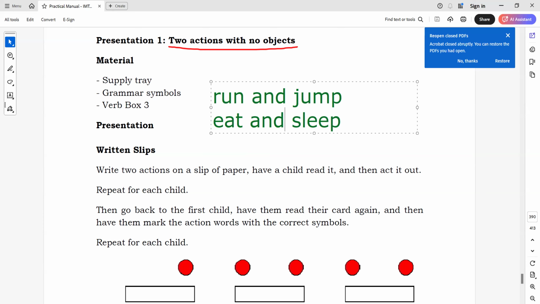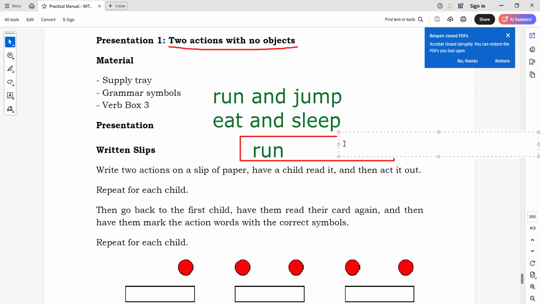So when I take a slip, this is how you would prepare in your classes as well. You take a slip, and you write two actions on the slip of paper and ask the child to read it. So what are those two actions I have to write now? The first action is run. The second action is jump. I would write it on the same paper, or I can take them individually and ask them to read it out. Now the child tries to read both of them. Can the child act it out also?